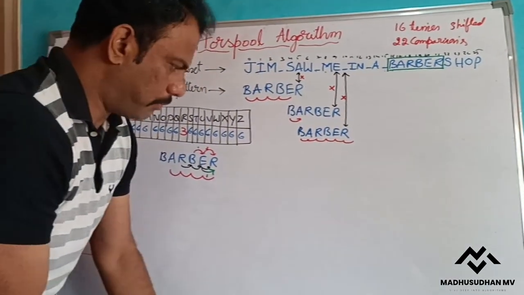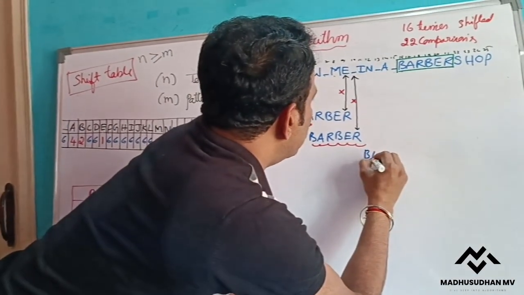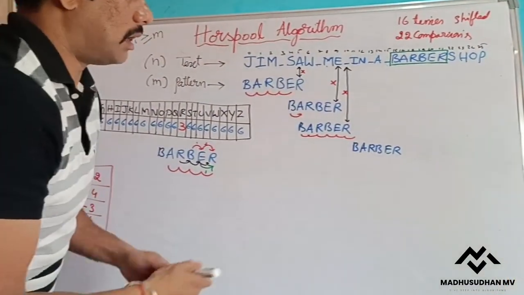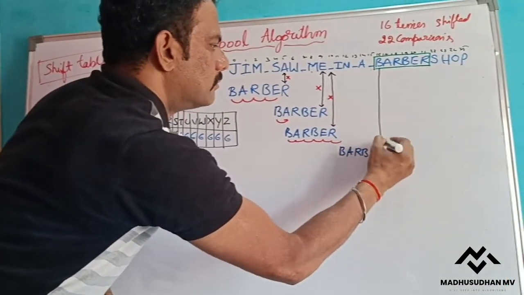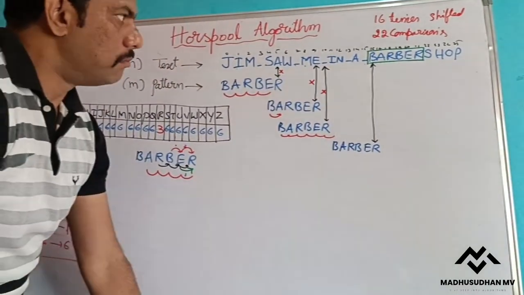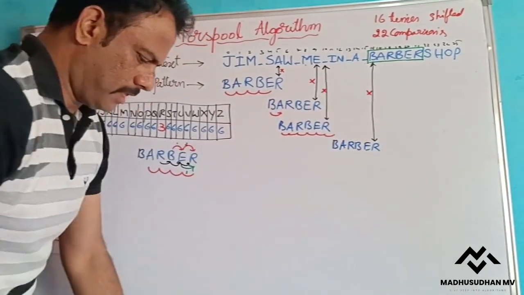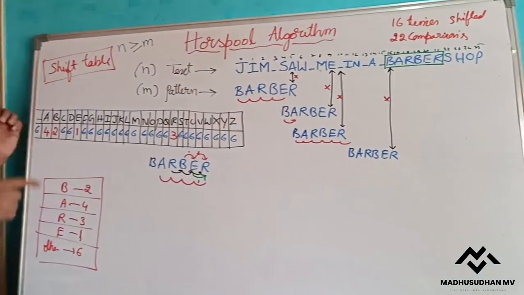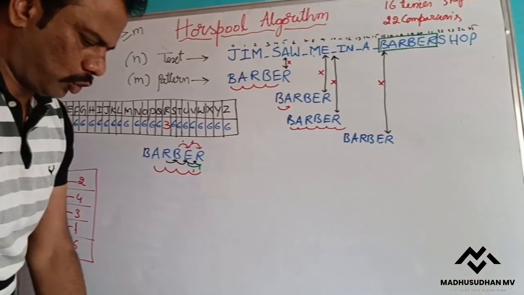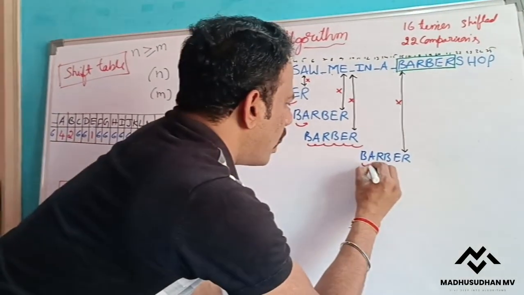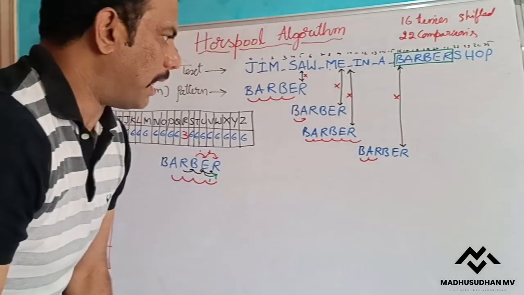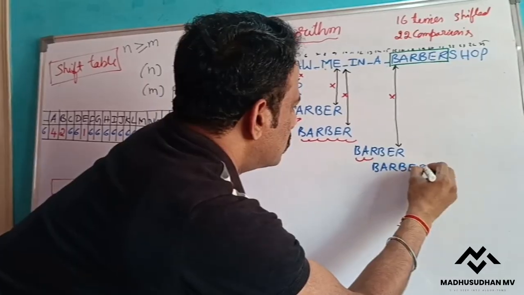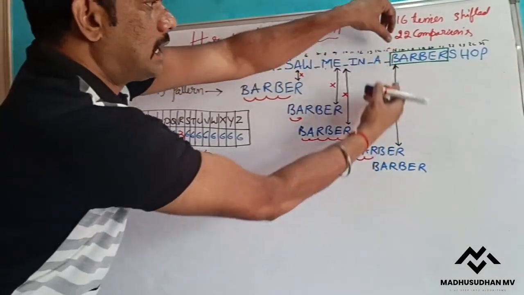So that means now I brought my pattern here. So now I am comparing the last character R with the B. Again a mismatch occurs at the first position itself. The mismatch character in the text is B. Check the value of B. Value of B is 2. Now shift the pattern by 2 positions, 1, 2. So that means now my pattern comes to this position. See, exactly now I brought my B exactly below B.